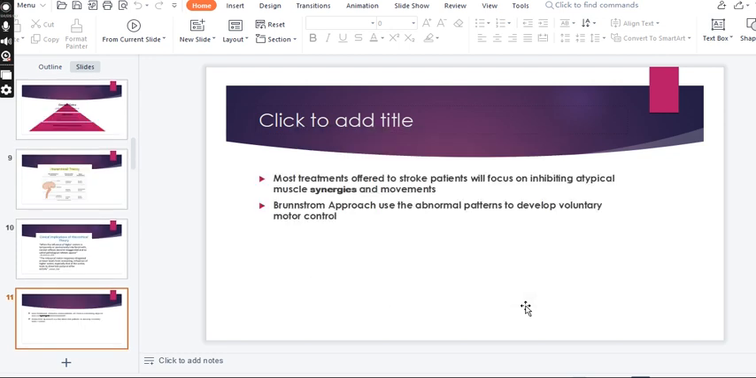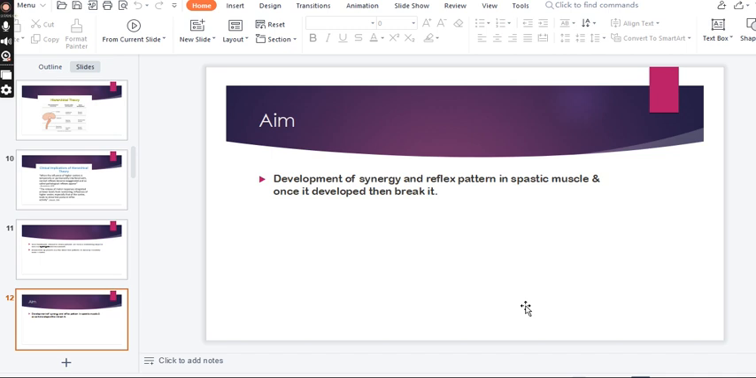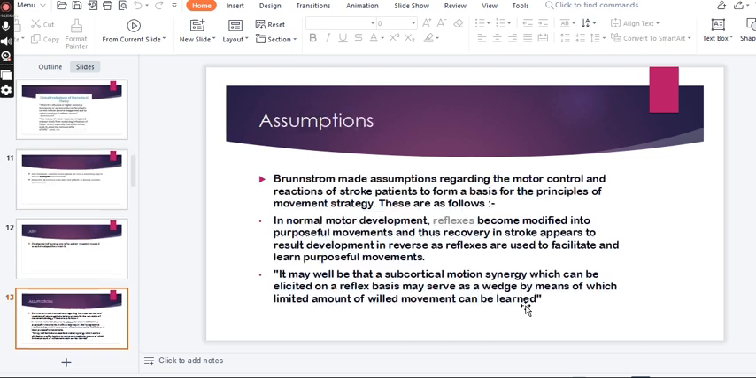Okay, now we'll talk about synergies. Most treatment offered to stroke patients will focus on inhibiting atypical muscle strength, synergy and movement. Please remember, we use the Brunnstrom approach in stroke patients when there are synergies. The Brunnstrom approach uses abnormal patterns to develop voluntary motor control. The aim of the Brunnstrom approach is the development of synergy and reflex patterns in spastic muscle, and once it develops, then break it.